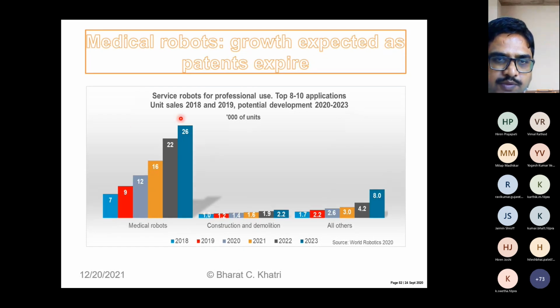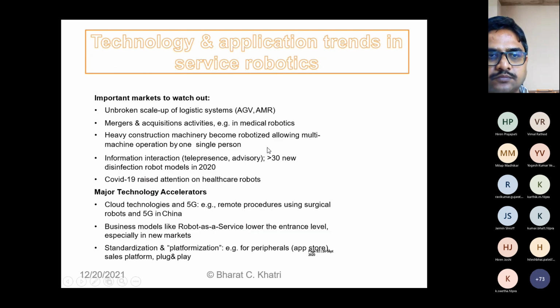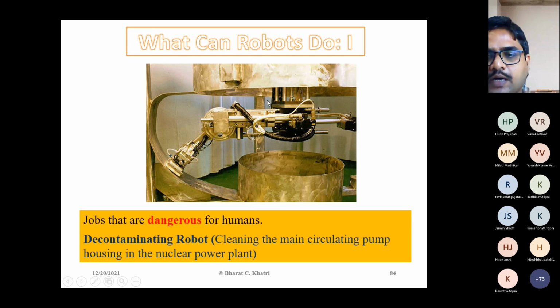Medical robots, nowadays people are using them more. Technology and application trends in service robots: they are using more AGVs, AMRs. The major technology accelerator is 5G technology. So remotely you can control robots used for surgery, and due to the fast data transfer rate, it can be used for cyber robots also. So nowadays people are using the technology in the cyber field also. So this is about how robots are used in the service sector, right?